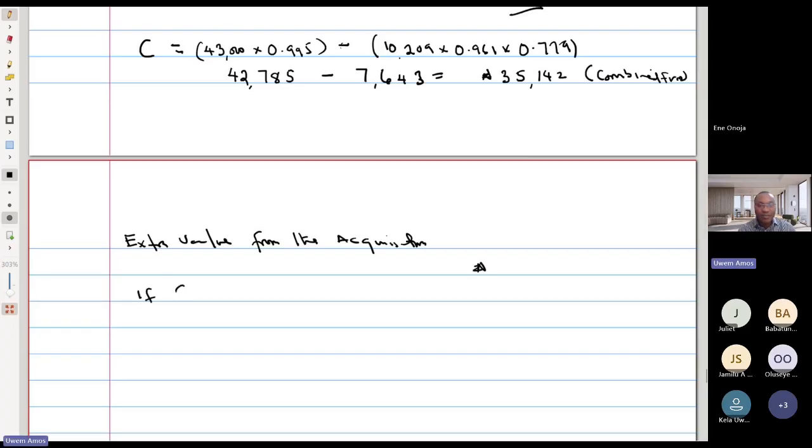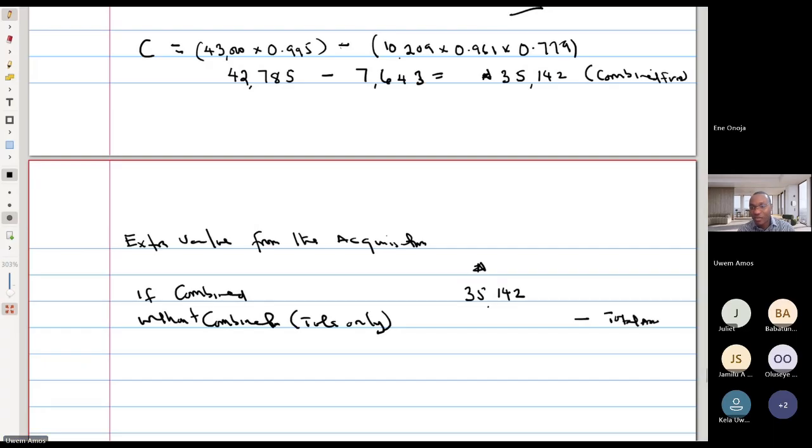If combined, we're looking at 35,142. Without combination, Tola only, what would be their total assets less current liability without combination? So 35,142 is the value if they are combined.